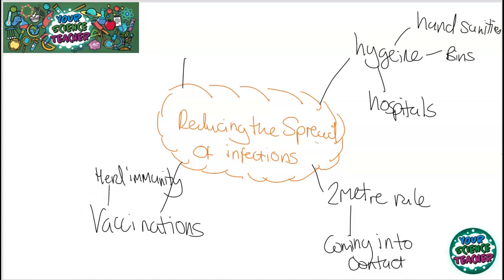Isolation is another way to reduce the spread of disease. If you have a disease, making sure you are isolated so you cannot pass on that disease is vitally important. Just think about the track and trace method used for COVID, making sure that people were isolated and making sure people weren't exposed to that disease even more.